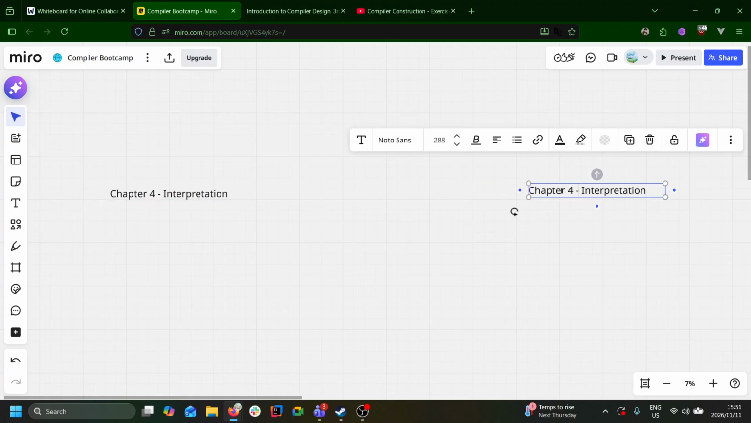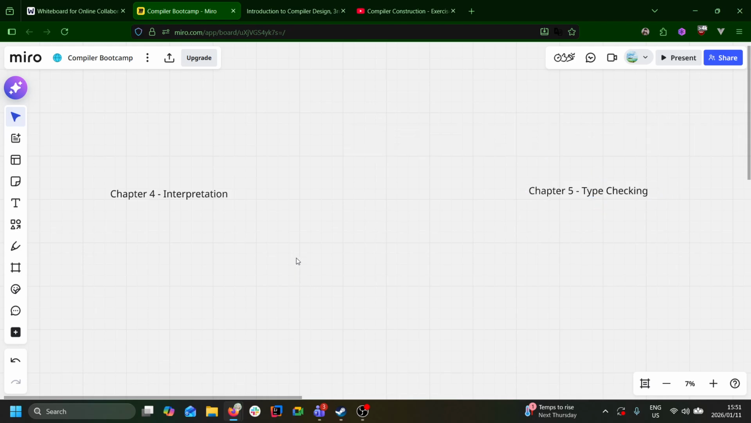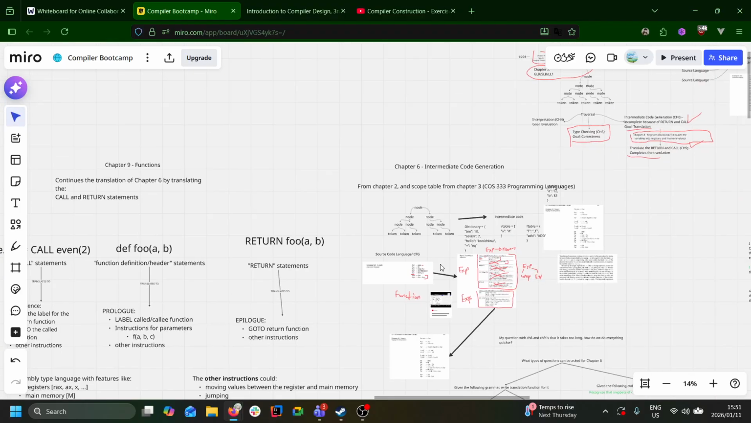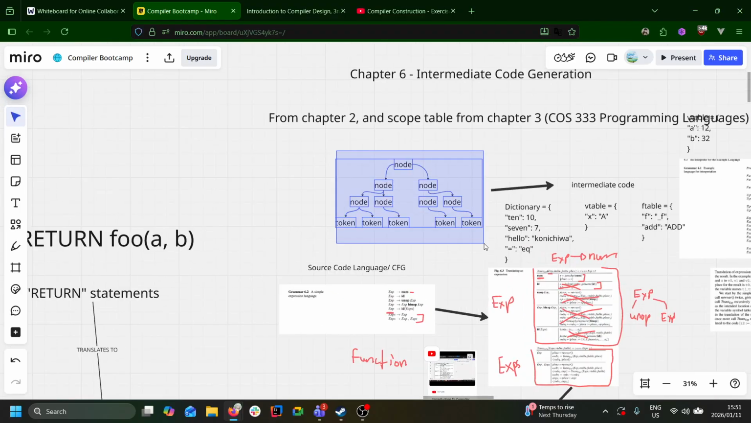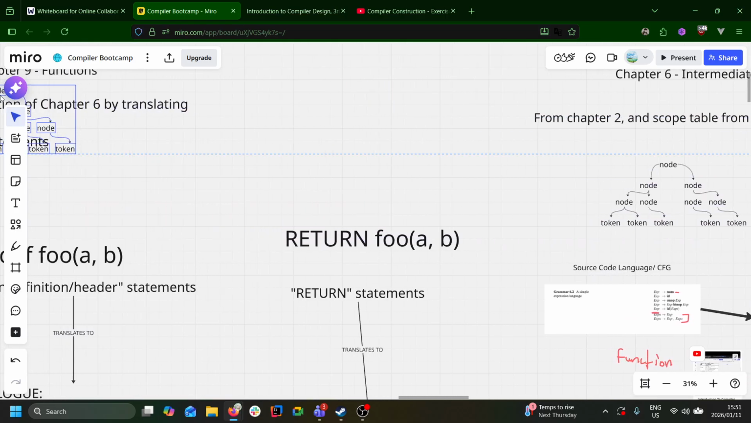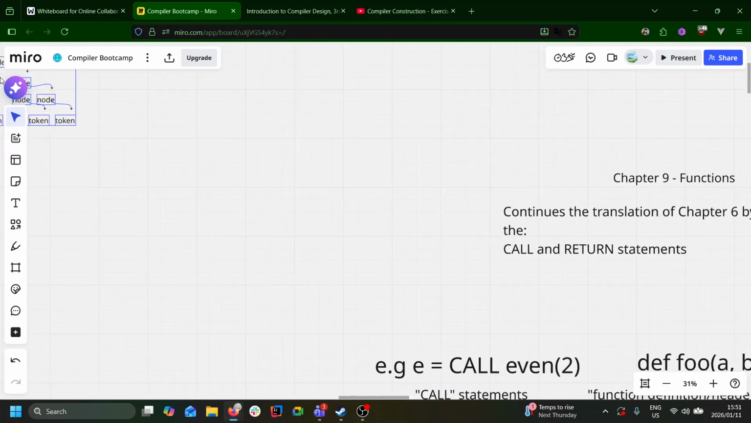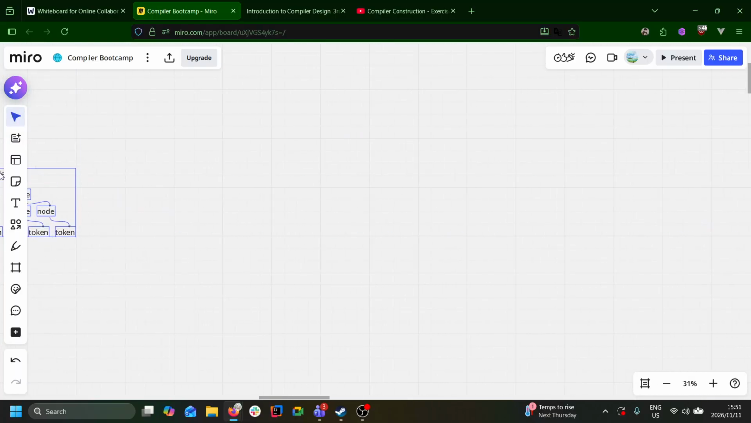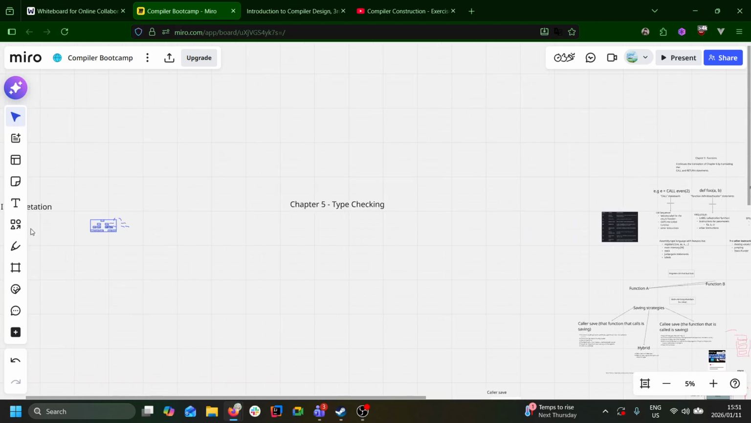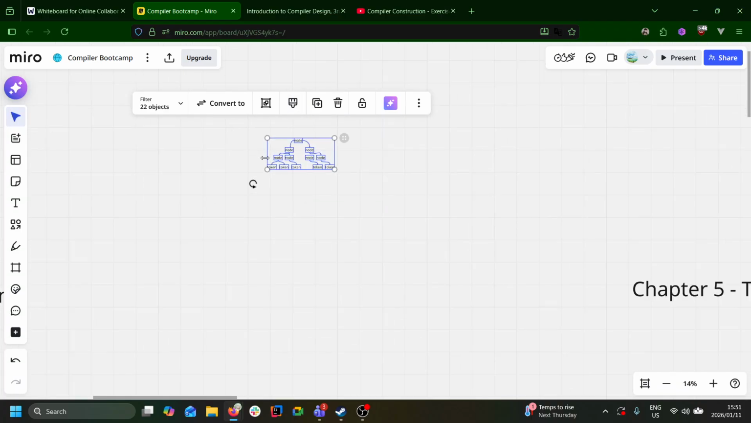So you have chapter four, which is interpretation, and chapter five, which is type checking. At this stage, to summarize, you've done your lexical analysis, and then you've generated your syntax tree over here using, let's say, SLR parsing or whatever, really. Well, you have your SLR table over here.